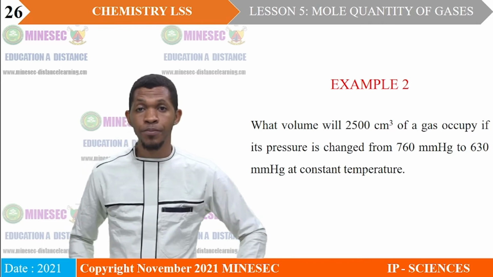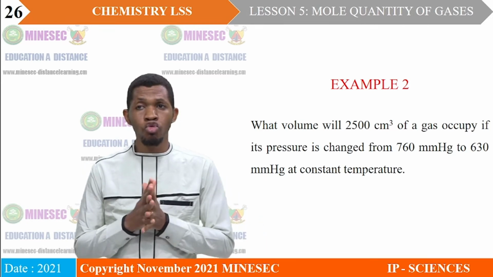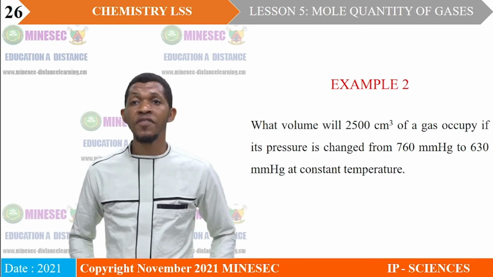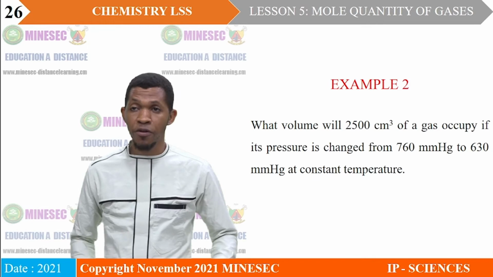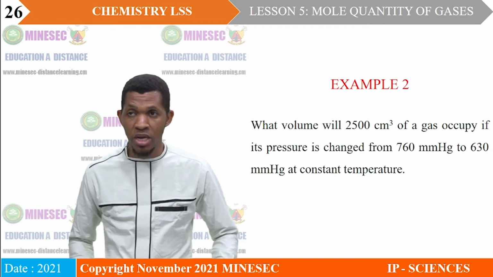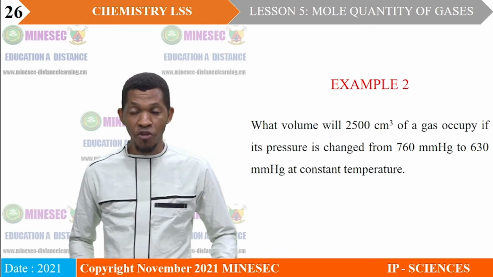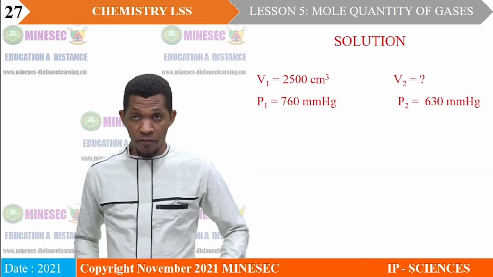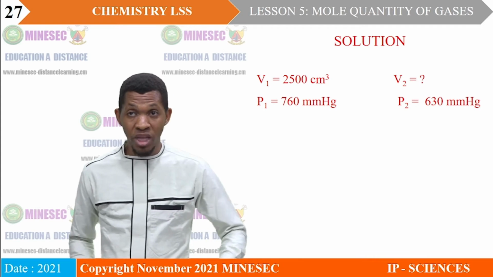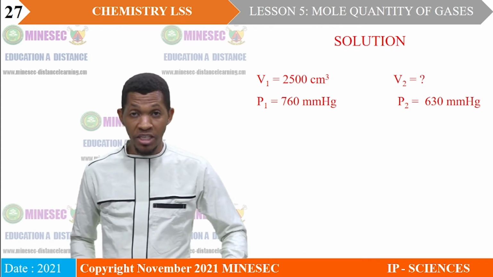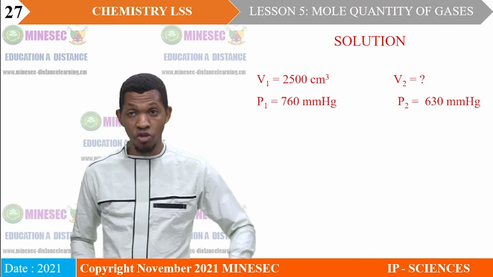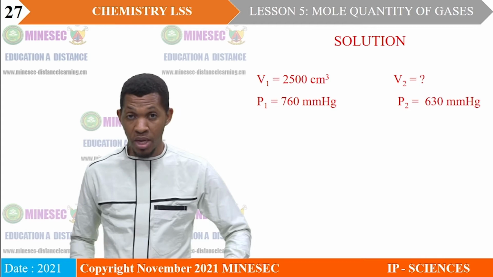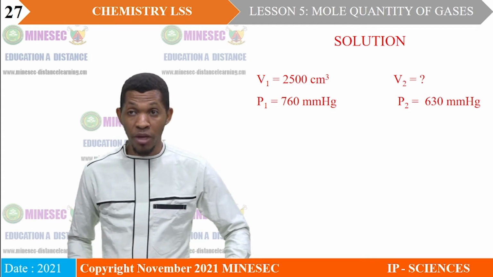Example 2. What volume would 2,500 cm3 of a gas occupy if its pressure is changed from 760 millimeters of mercury to 630 millimeters of mercury at constant temperature? The initial volume is 2,500 cm3. Initial pressure is 760 millimeters of mercury. The final pressure is 630 millimeters of mercury. And the final volume is what we are looking for in the question.